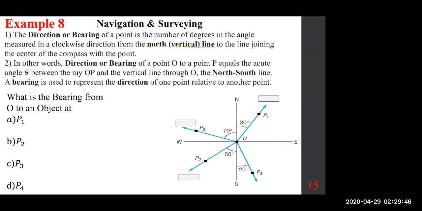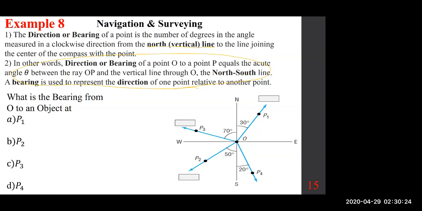But what we are going to do here is really number two. I want you to pay attention. Number two says it's not with respect to north only, but rather north-south, meaning what? We will start with either north or south. Which one? The one that is closest to the point we want. If it's closest to north, we start with north. If it's closest to south, we start with south.